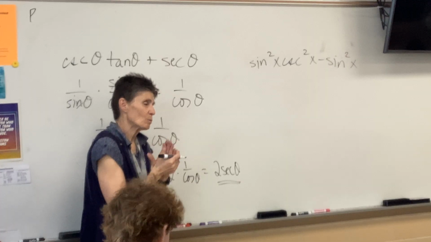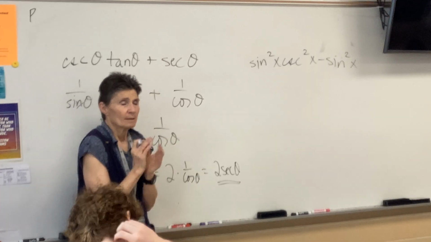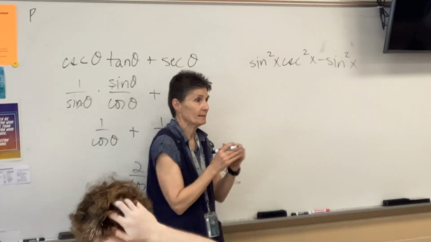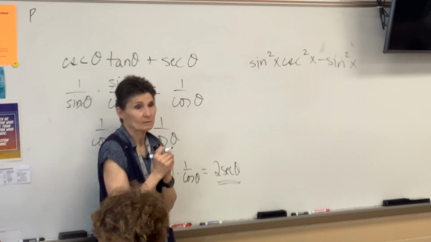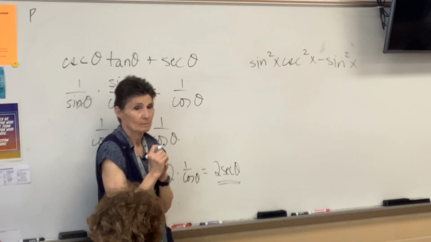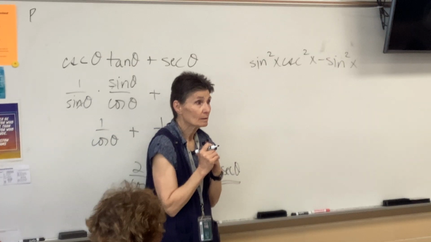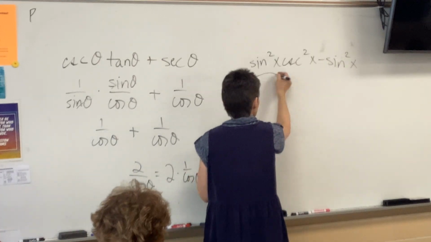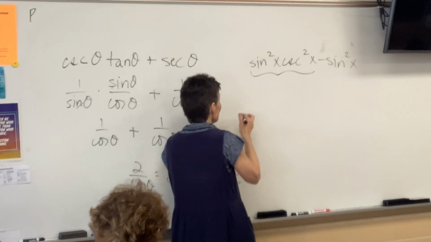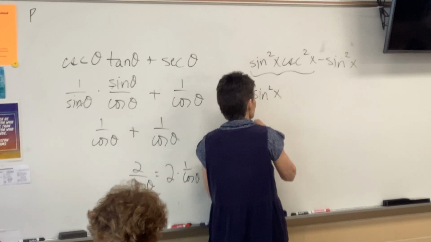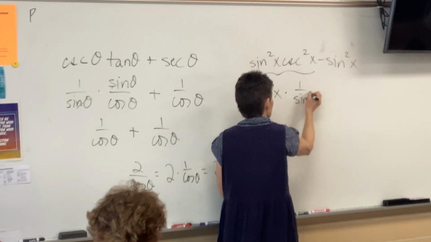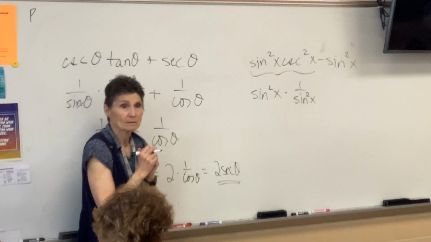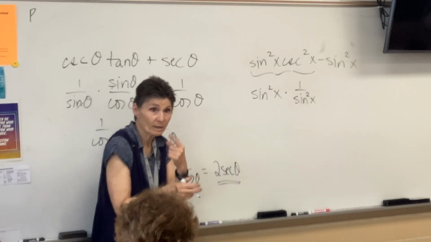There are a couple of different ways we can go with this problem. What is the relationship between sine and cosecant? How are they related to each other? Cosecant is 1 over sine, isn't it? So what happens, this is a multiply, you guys. What happens when I multiply sine squared times 1 over sine squared? This is the reciprocal of sine. What happens when I multiply those? They cancel and I just get 1.